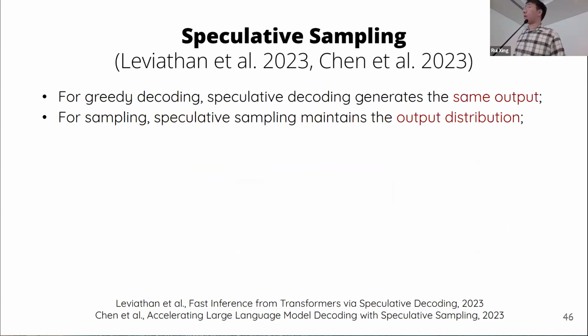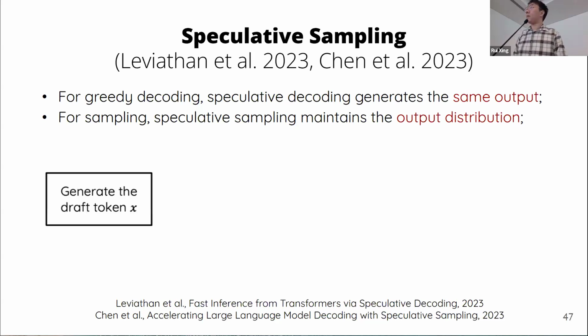It's because of the sampling. For greedy decoding, speculative decoding generates the same output. So how about sampling? Researchers also proposed speculative sampling. It is more complex than decoding because it maintains the output distribution. It will have the same output distribution instead of only one exact output.